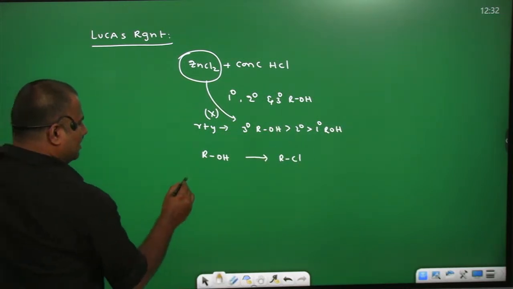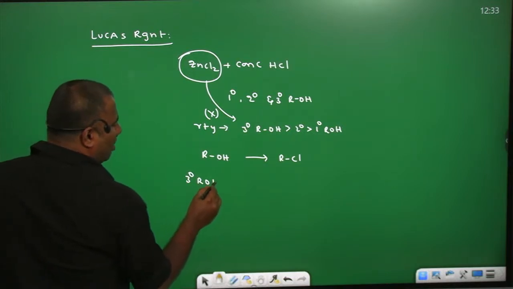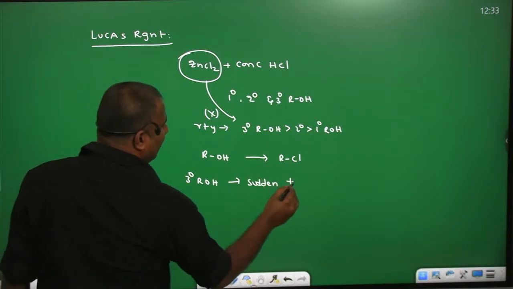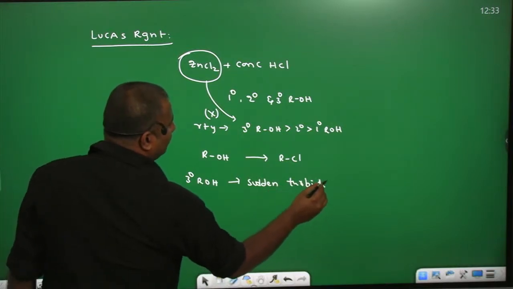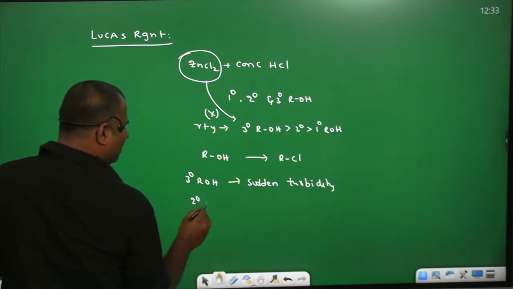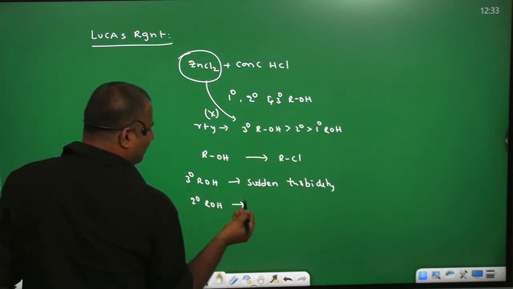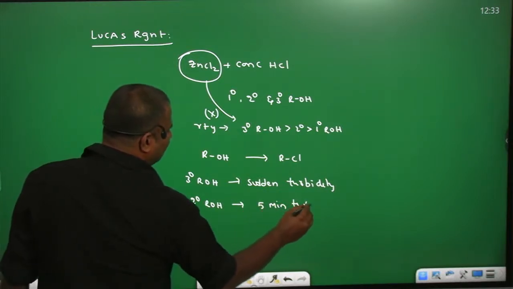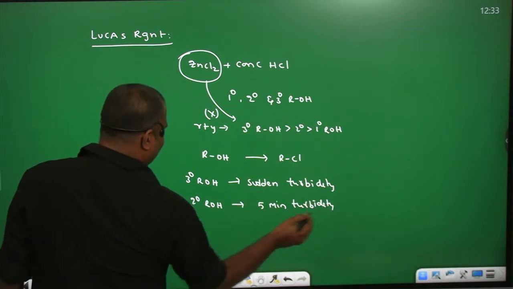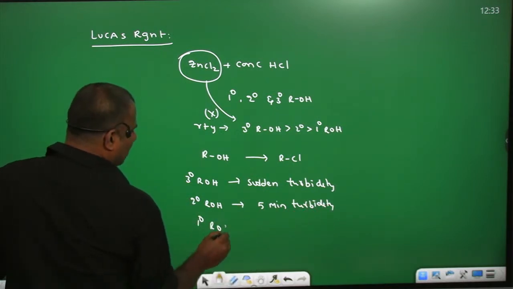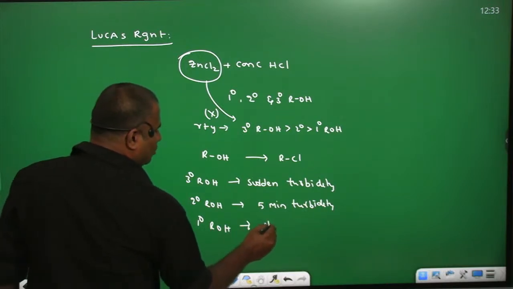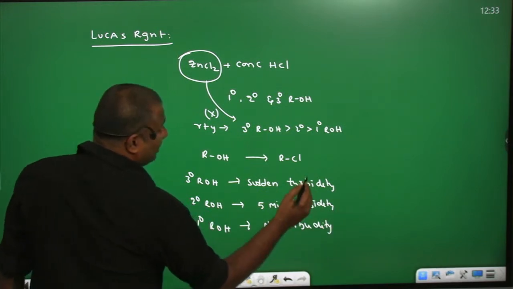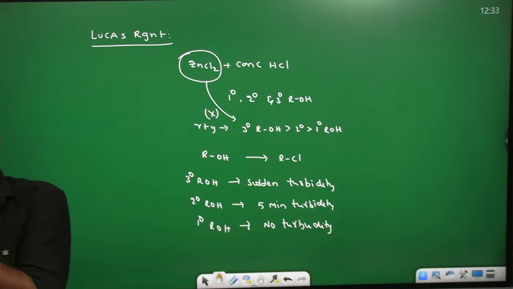As the tertiary alcohols are highly reactive, they bring sudden turbidity. Coming to secondary alcohols, the turbidity is obtained within 5 minutes. Whereas primary alcohols, their reactivity is extremely less, so you could not find turbidity. It doesn't mean there is no reaction. There is the reaction, but the rate of reaction is very less.